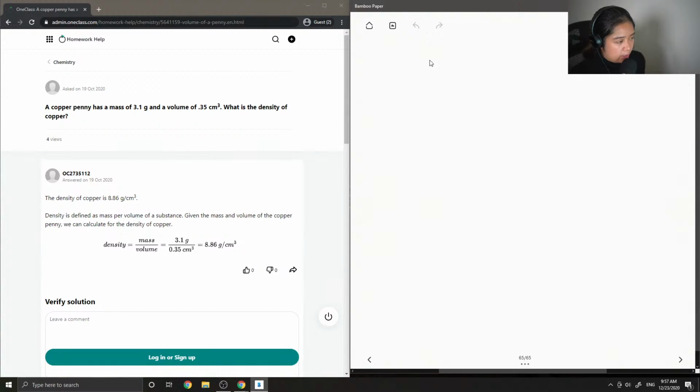Okay, so question number 4. A copper penny has a mass of 3.1 grams and a volume of 0.35 centimeter cubed. What is the density of copper? Okay, so they give us the mass, which is 3.1 grams, and they give us the volume, which is 0.35 centimeter cubed.